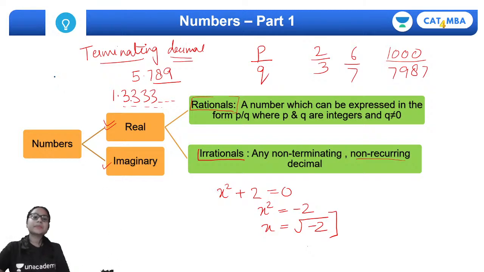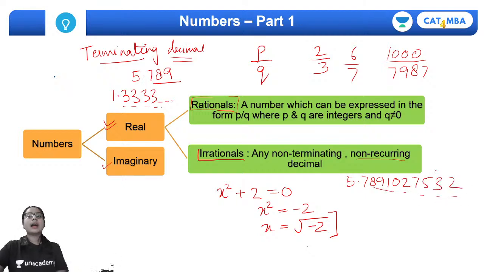Okay, so this comes under the category of recurring decimals, hence it is a rational number. But if I write a number like this, 5.7891027532, do you see any pattern here? Are the digits repeating? No. So such type of numbers come under the category of non-recurring decimals.